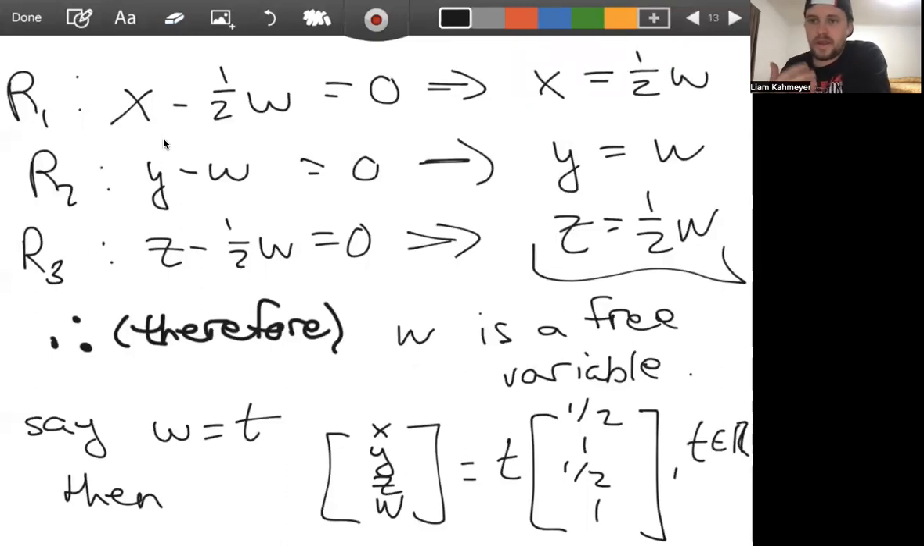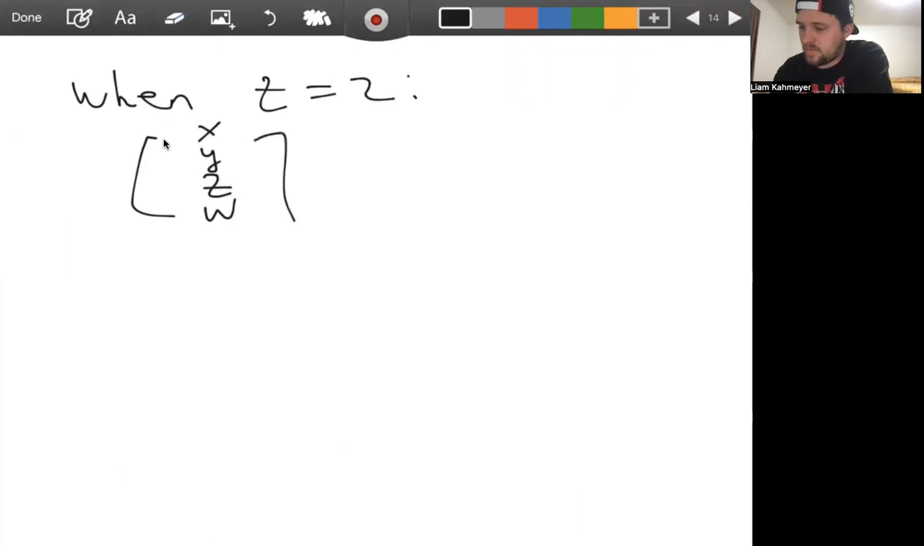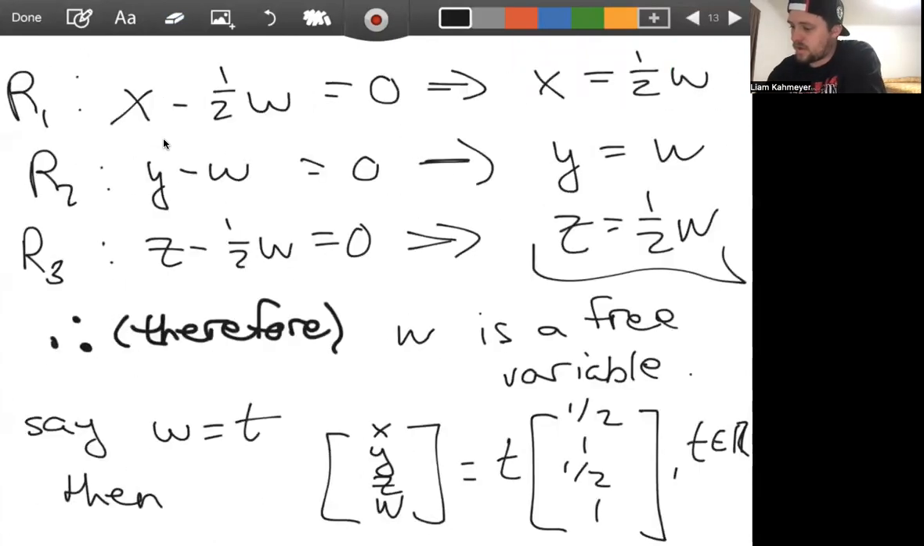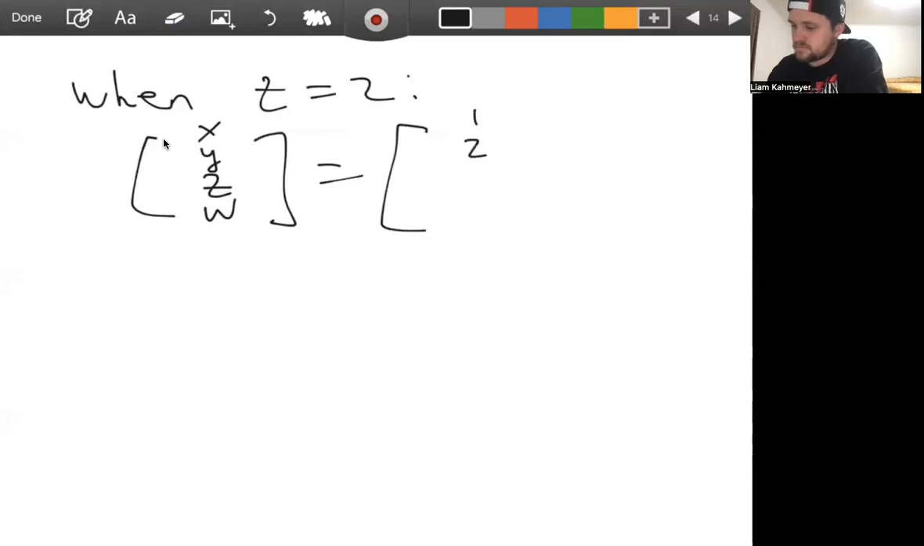If you would like to look at a specific example, let's look at t equals 2. When t equals 2, we would have the solutions x, y, z, w. When t is 2, looks like we'll get 1, 2, 1, 2. Looks like this will be our solution.